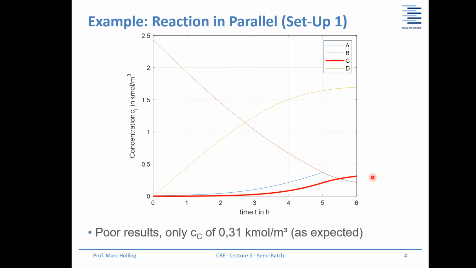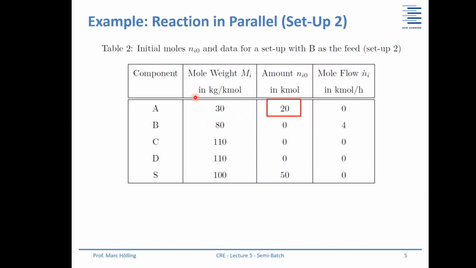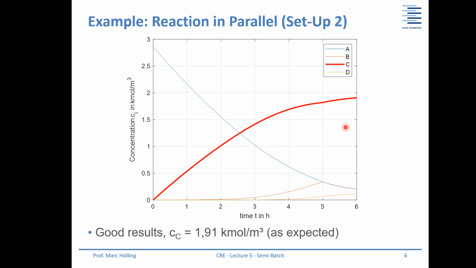Then let's have a look at setup 2. Setup 2 was you start with a high concentration of component A and you feed B continuously to the reactor, so it's just the other way around, vice versa. And from what we found out so far, you should expect that this should be kind of a good solution. And if you look at this, you can see that you now really produce a lot of component C, 1.91. So it's really dominating the reaction. Your component D is really low. It's about 1.0, I would say.